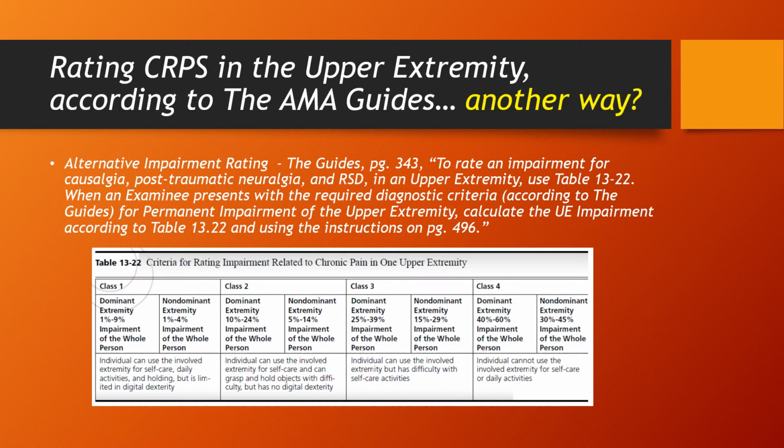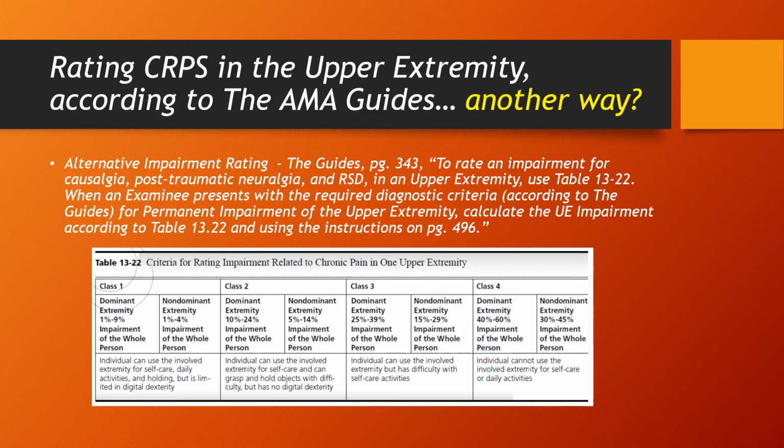Okay, so we've done CRPS 1 and 2, and we've used Chapter 16. Now we finally are referred to Chapter 13, and we discussed that back in the beginning of this presentation today. It appears that they're giving us an alternative way to rate the examinee for CRPS2 in an upper extremity as well. So the guides on page 343, if you're following along, say to rate an impairment for causalgia, post-traumatic neuralgia, and reflex sympathetic dystrophy in an upper extremity, you can use Table 13-22.